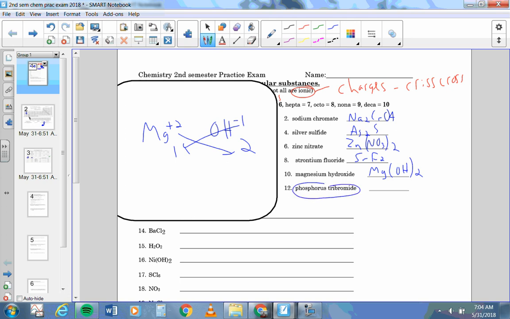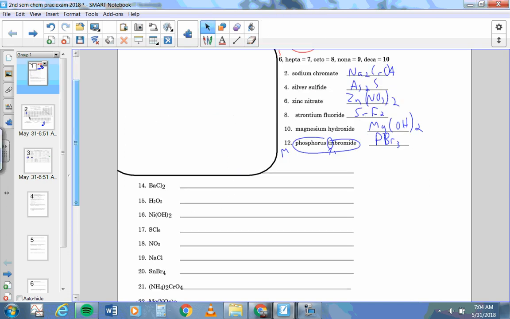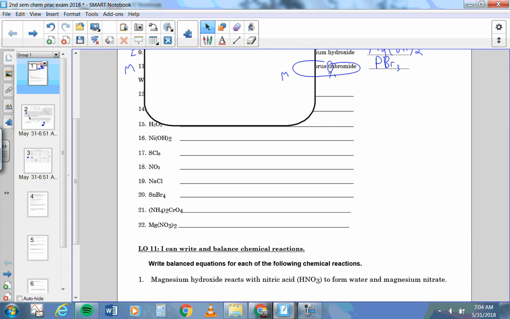Phosphorus tribromide. Here I see a prefix. This is a molecular. Since this one is molecular, there's no need to check charges. It's just phosphorus, P. It didn't tell me there was more than one, so there's just one. Bromides are Br, but it's tribromide, Br3. On to the bottom section. Just doing the same in reverse.